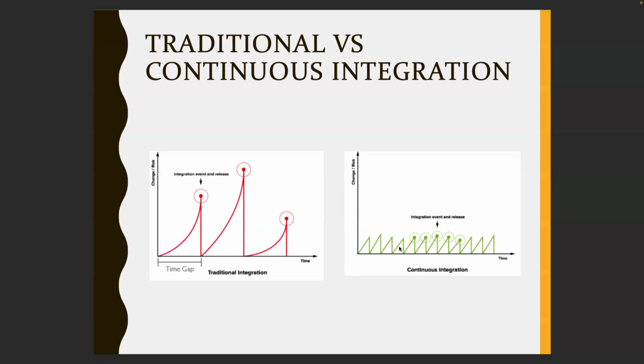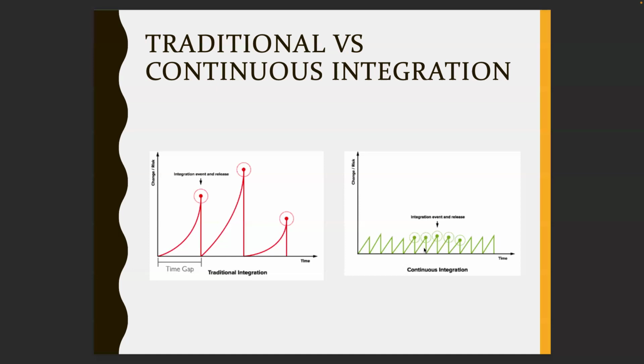But if you compare it with continuous integration, integration happens multiple times a day. Whenever there's a commit, integration happens. So integration events are more, and it's integrated multiple times. Every change will go through the entire process. So obviously we can expect quality in the product.